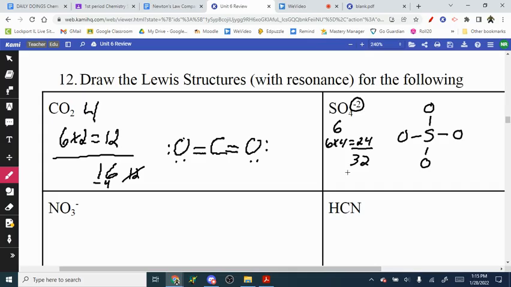We have so far used 8 valence electrons because there are 4 bonds. So we have 24 valence electrons left. So 2, 4, 6, 8, 10, 12, 14, 16, 18, 20, 22, 24. All right, so we used all 24 of our valence electrons, and all of our elements are happy. So this one's done, except since this is an ion, we put brackets around it, and we do negative 2.